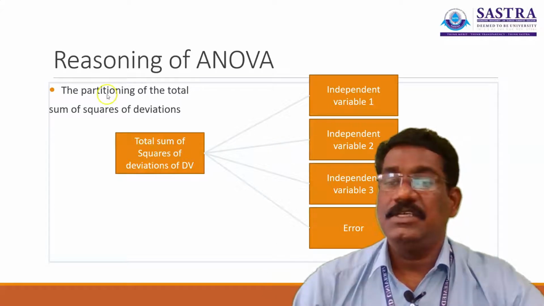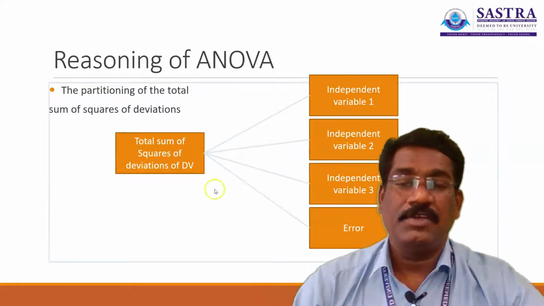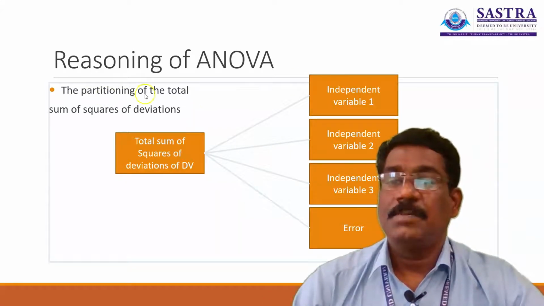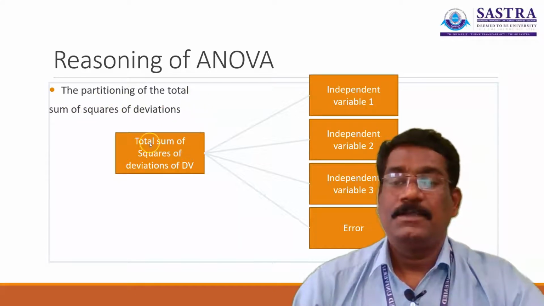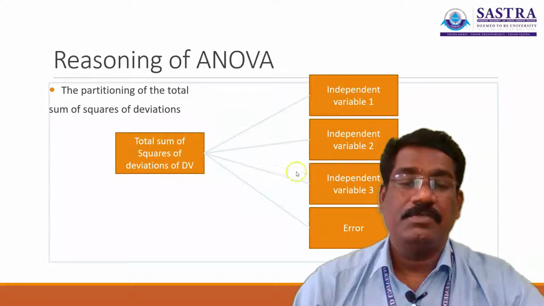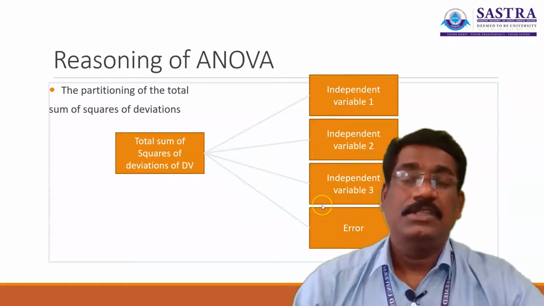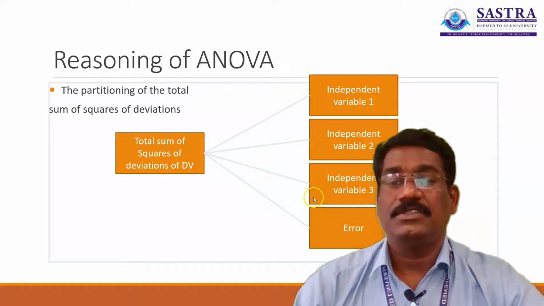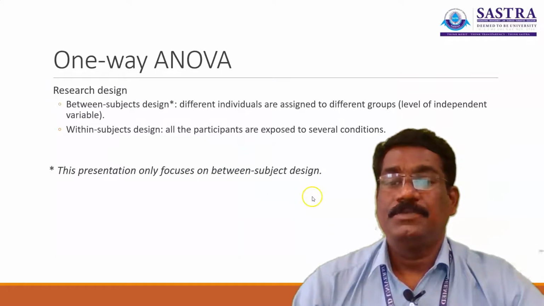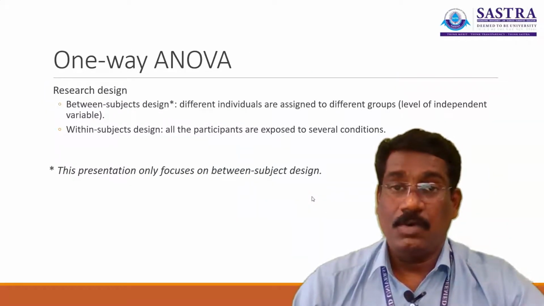So you can see here, I have given in a very conceptual framework, the partition of the total sum of squares of deviations. So the total sum of squares of deviation of the dependent variable, that of the independent variables, right? We have independent variable group 1, group 2, group 3, and also there is an amount of error associated with analysis of variance.